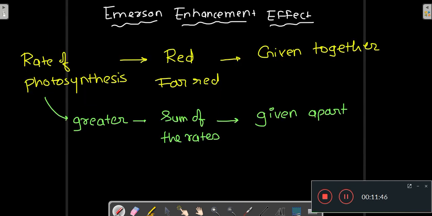So the Emerson enhancement effect is that the rate of photosynthesis when the red and far red light are given together is far greater than the sum of the rates of photosynthesis obtained by giving the red and far red light separately. This is the Emerson enhancement effect.